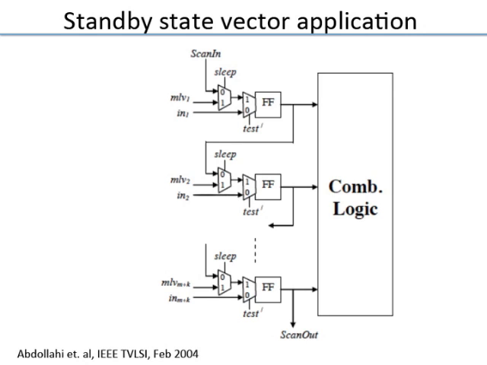Question? For the standby state, you do parallel. The serial one is only during manufacturing test. During manufacturing test, the chip comes back, you put it in a tester. The tester basically does all this. It will scan in, scan out, scan in, scan out. There will be thousands of vectors it will scan in, scan out. Pardon?